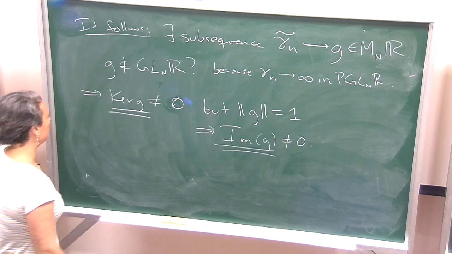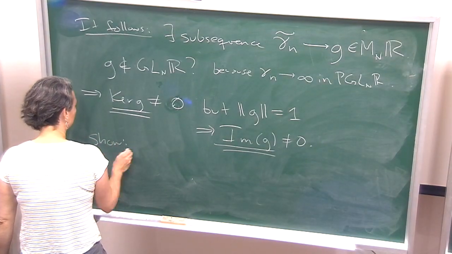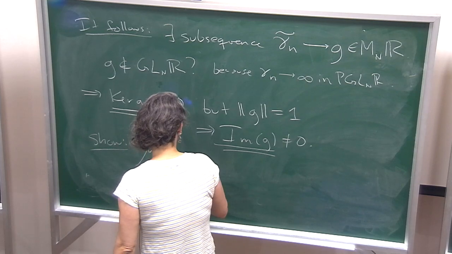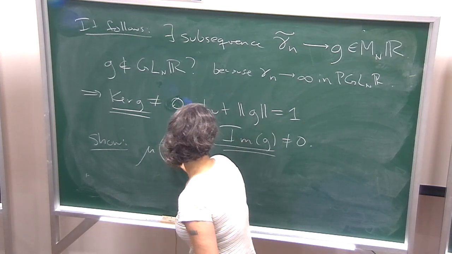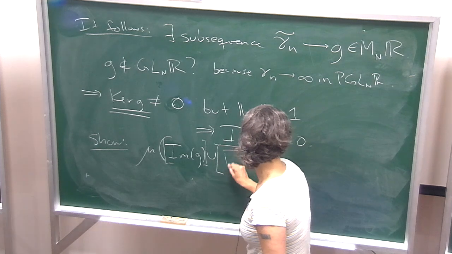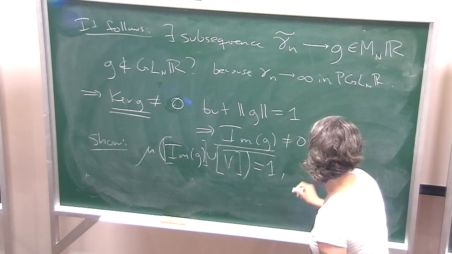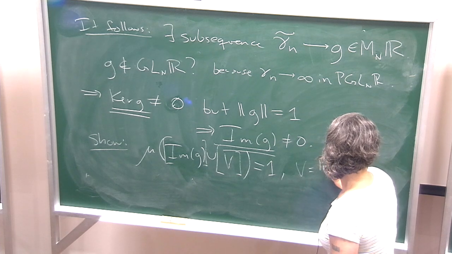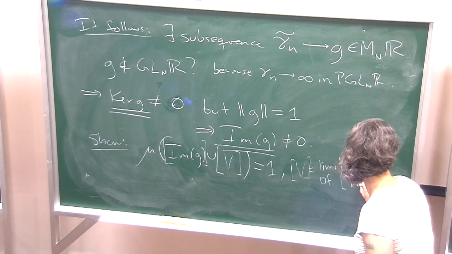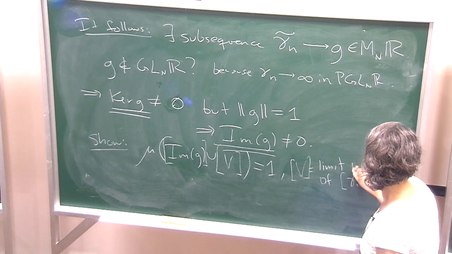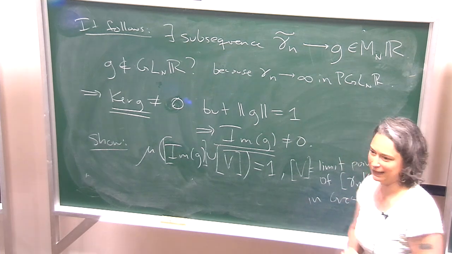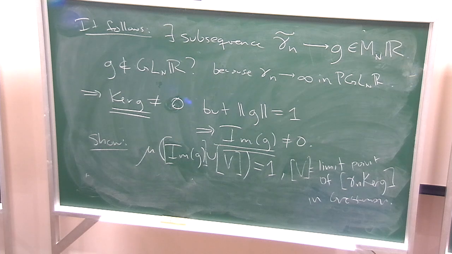And we're going to then show that the measure of the image of G union V is equal to 1, where V is a limit of gamma_n kernel of G, a limit point in the Grassmann variety.